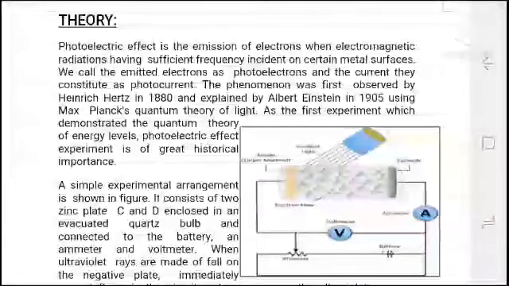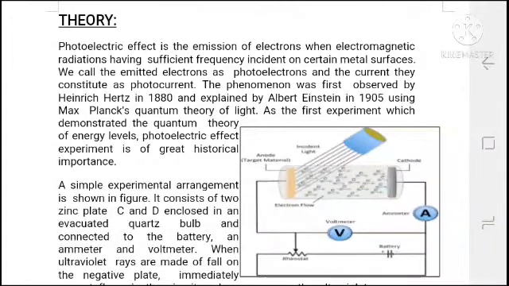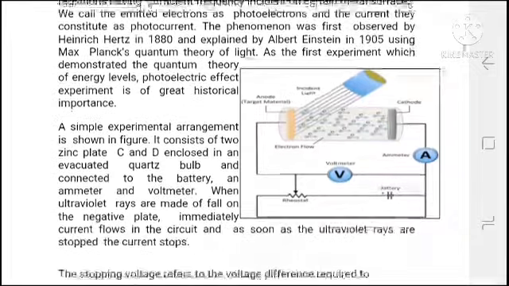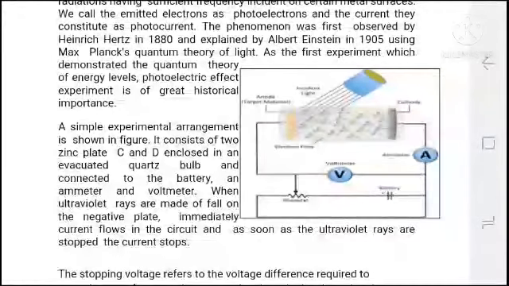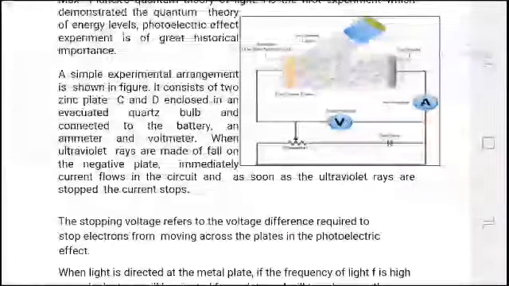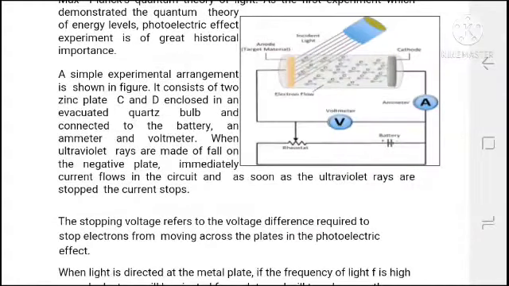The phenomenon was first observed by Heinrich Hertz in 1880 and explained by Albert Einstein in 1905 using Max Planck's quantum theory of light. A simple experimental arrangement is shown in the figure on the right side. It consists of two zinc plates C and D enclosed in an evacuated quartz bulb and connected to the battery, emitter and voltmeter. When ultraviolet rays are made to fall on the negative plate, immediately current flows in the circuit.